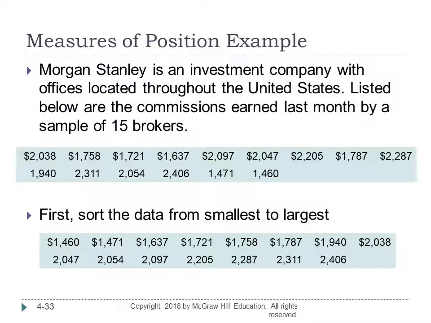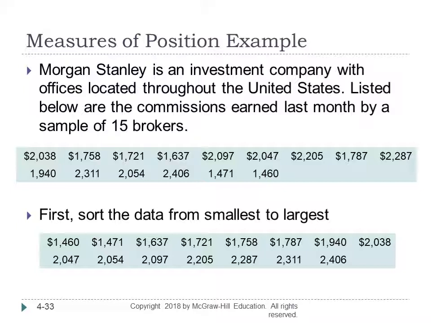Here's an example of calculating different locations, different percentiles. This is data from Morgan Stanley, a big investment company in the United States. They have offices located throughout the United States. What we have here in the list is commissions earned last month by a sample of 15 brokers. So we have 15 data values.